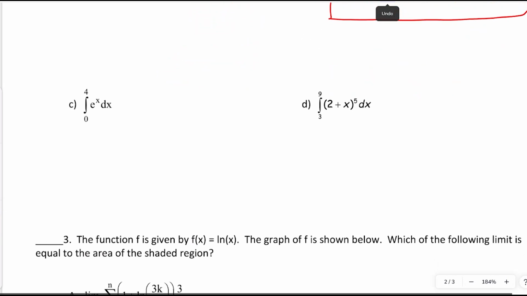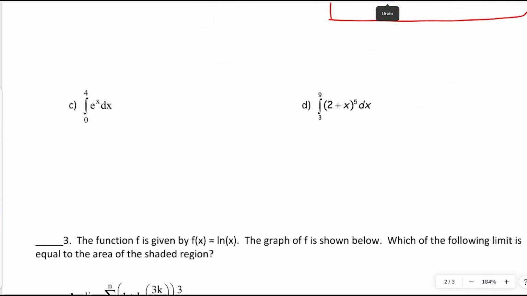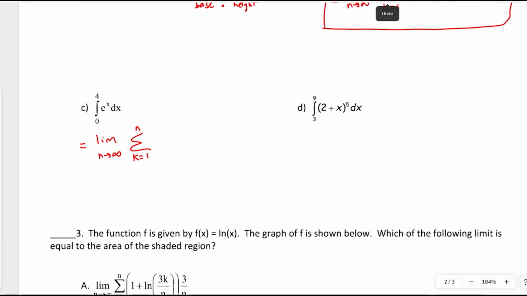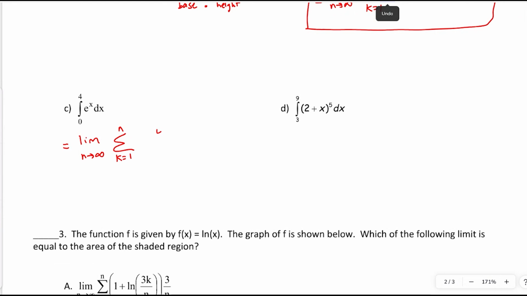All right, part C. All these will start exactly the same way: the limit as n approaches infinity of the sum from k equals 1 to n of the base length. The overall distance here is 4, since 4 minus 0 is 4. We're going to divide that into n subintervals, so 4 over n.